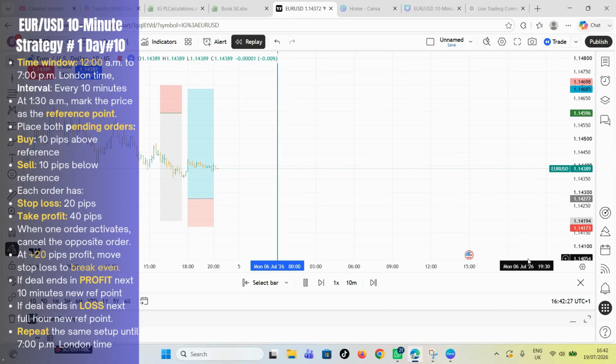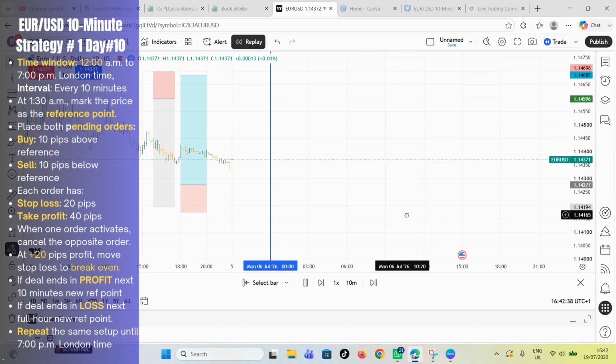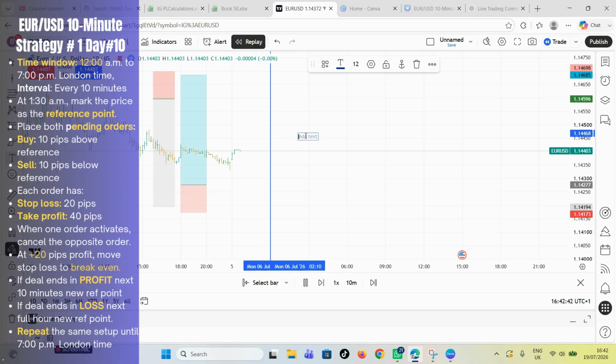However, the position must actually reach 20 pips. We cannot move the stop early simply because the trade is showing profit. Every decision must follow the strategy, not emotion. The templates are ready, the risk is defined, and day 10 can begin.